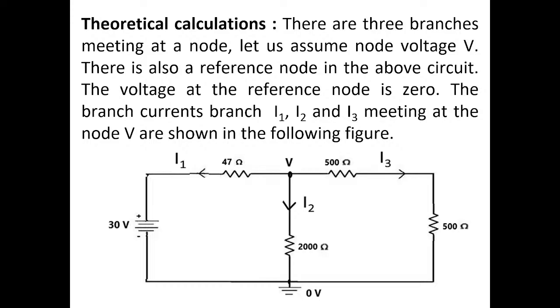If you observe carefully, I have assumed current at node V. How many branches are meeting at node V? Three branches are there, isn't it? 1, 2, and 3. Total 3 branches are there.